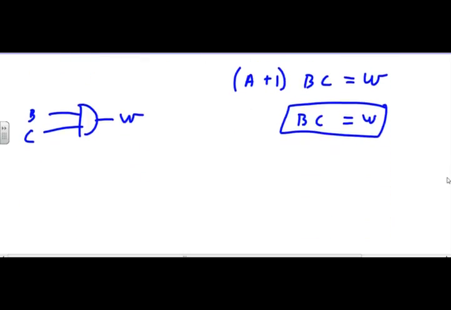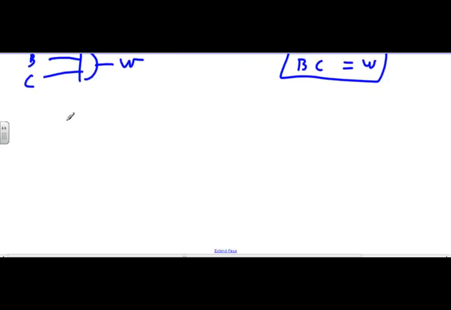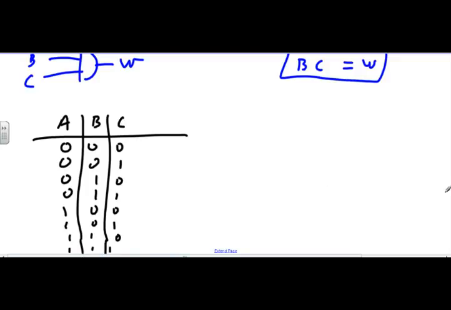All right, so let's see if we can show that in any way. I'm going to make a truth table with A, B, C. 0, 0, 0. 0, 0, 1. 0, 1, 0. 0, 1, 1. 1, 0, 0. 1, 0, 1. 1, 1, 0. 1, 1, 1. So those are all my possibilities.